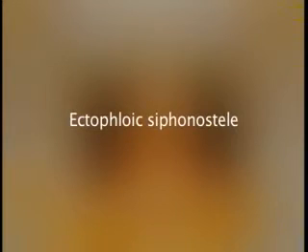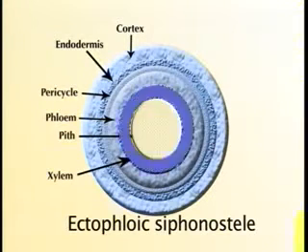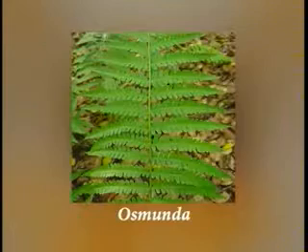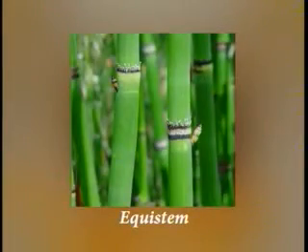Ectophloic siphonostele. It is a type of siphonostele where the xylem cylinder lies next to the pith and is surrounded by the phloem cylinder on the outer side only. It is found in Osmunda and Equisetum.